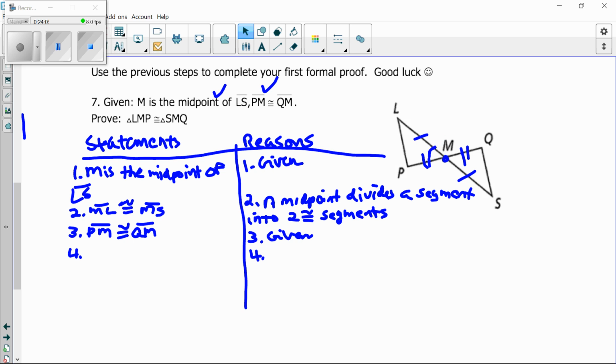So, I'm going to mark those angles. I'm going to put a 1, I'm going to put a 2, and I'm going to say angle 1 is congruent to angle 2 because vertical angles are congruent.